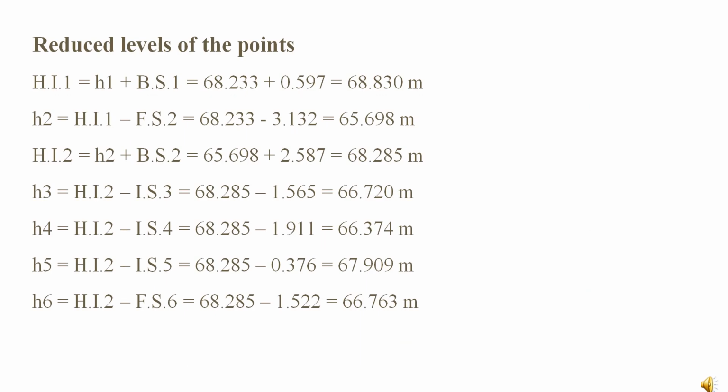These are the reduced levels of points without omitting errors. Hence, at those points, reduced level is equal to previous height of instrument minus foresight, and current height of instrument is equal to reduced level plus backsight. For all other points, reduced level is equal to previous height of instrument minus intermediate sight.